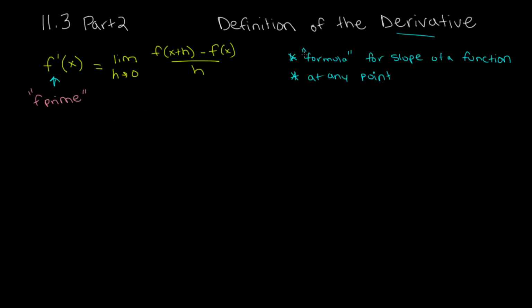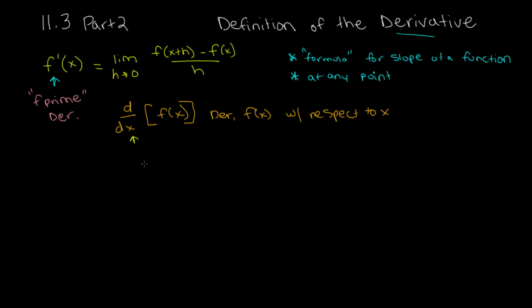which denotes that we're trying to find the derivative. And another way to express that we want to find the derivative is writing it like this: d over dx of f of x denotes that we're trying to find the derivative of f of x with respect to x. So we have the x here, saying that we want to find the derivative of f of x with respect to x.